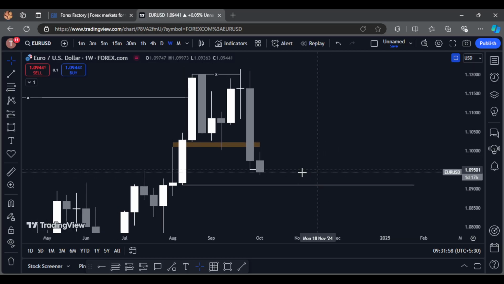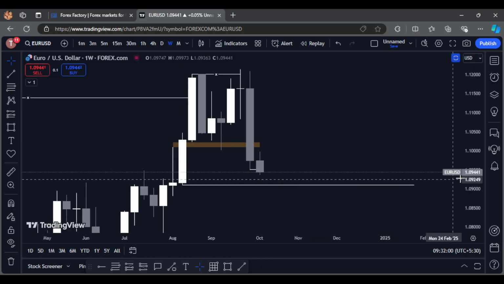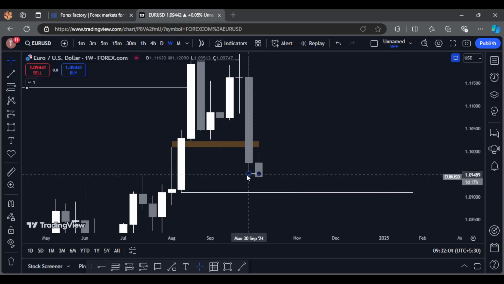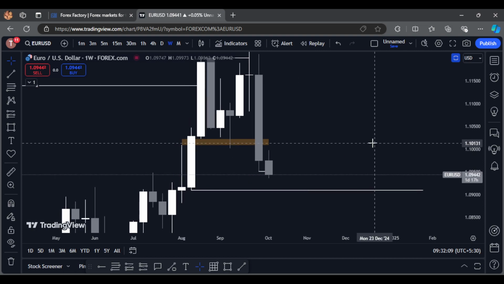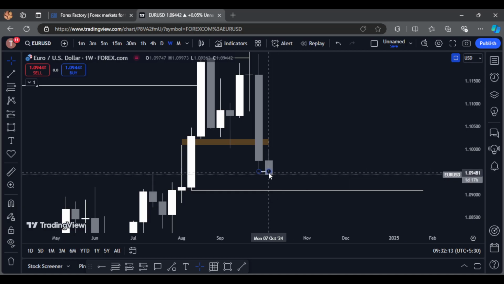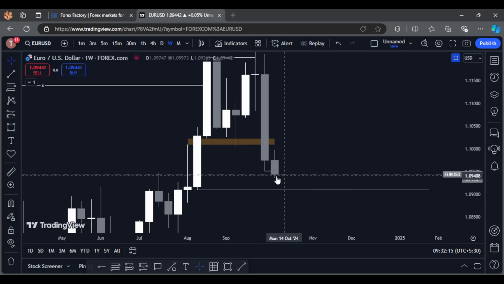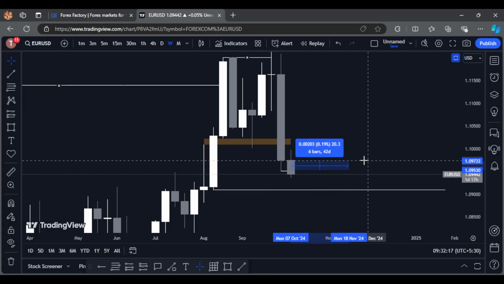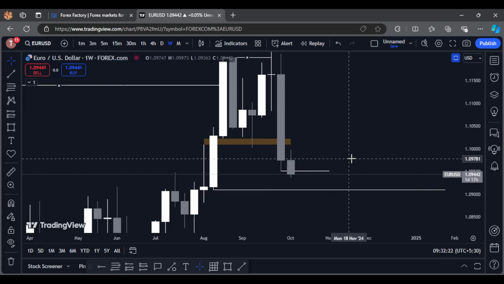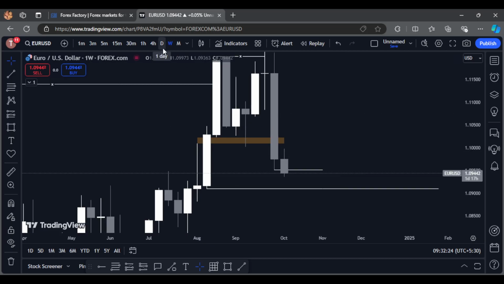So still, I'm anticipating that we are going to have a weekly close tomorrow. So the price can possibly close above this previous week's low. So let's move to the dailies to see what we have in here. Till now, I'll be just stretching this low to keep it as a target. Okay, I just pressed the wrong key. Here we are.